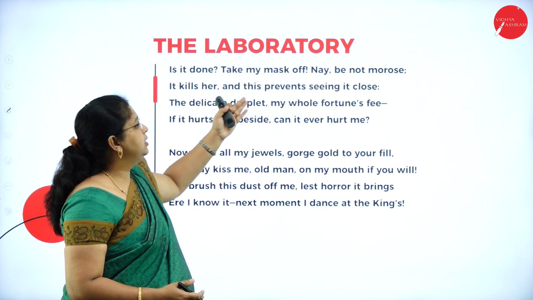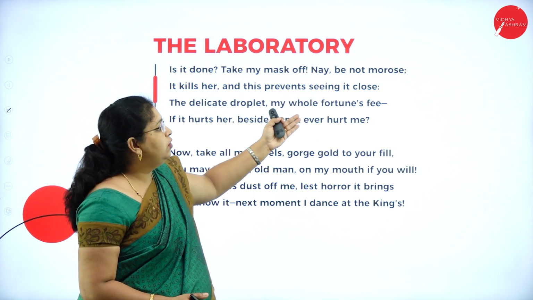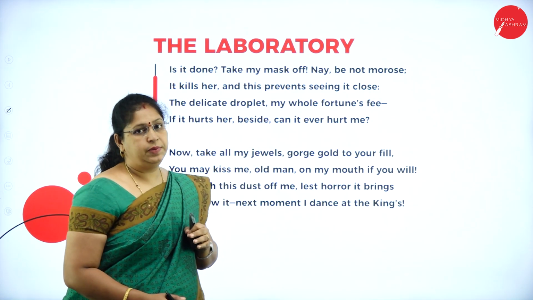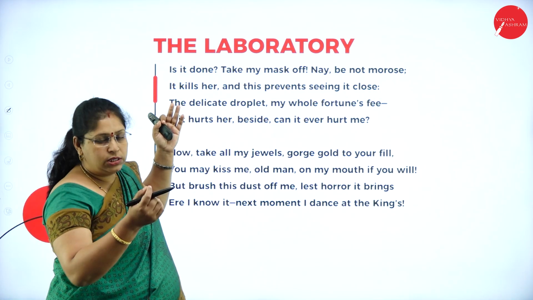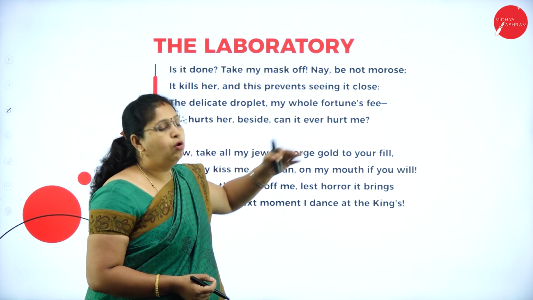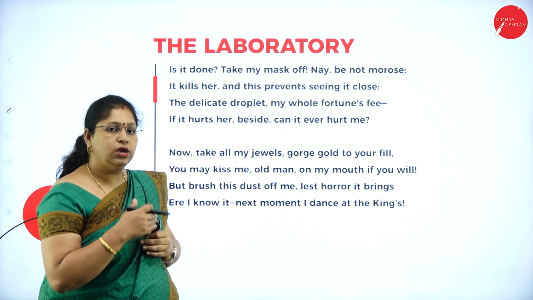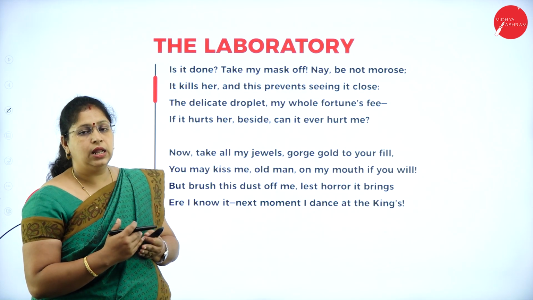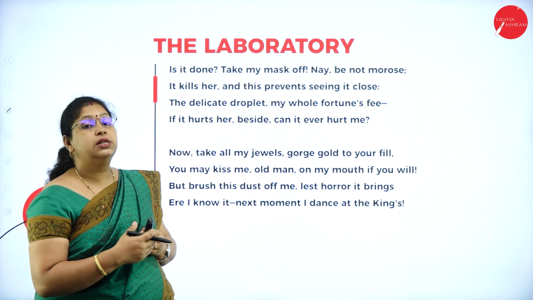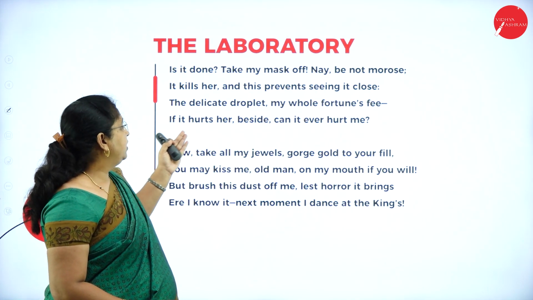It kills her, and this prevents seeing it close. The delicate droplet, my whole fortune's fee, if it hurts her. Besides, can it ever hurt me? So she is asking, for this small drop of poison, what am I giving? I am giving my whole fortune. Whatever she has earned all these days, whatever she has as her property, her earnings, her savings, she is ready to give it off to this person as fee if it hurts her.